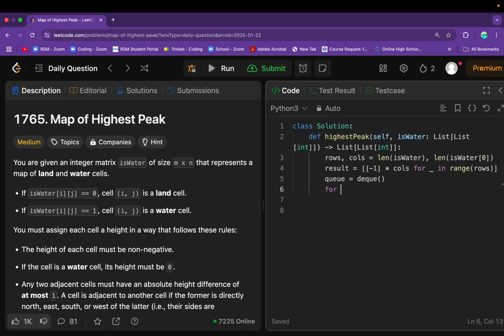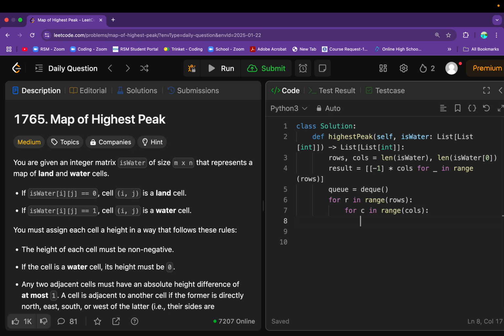So the way you can do that in Python is basically for R, is what I'll call it actually, in the range of the number of rows we have for our outer loop, and the inner loop is going to go for the columns, right? So for C, basically standing for columns, in the range of the number of columns we have nested loops to go over all the possible cells in this 2D input matrix.